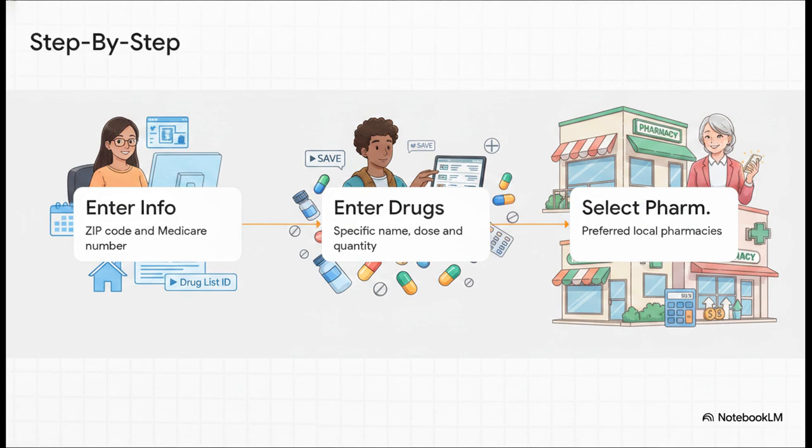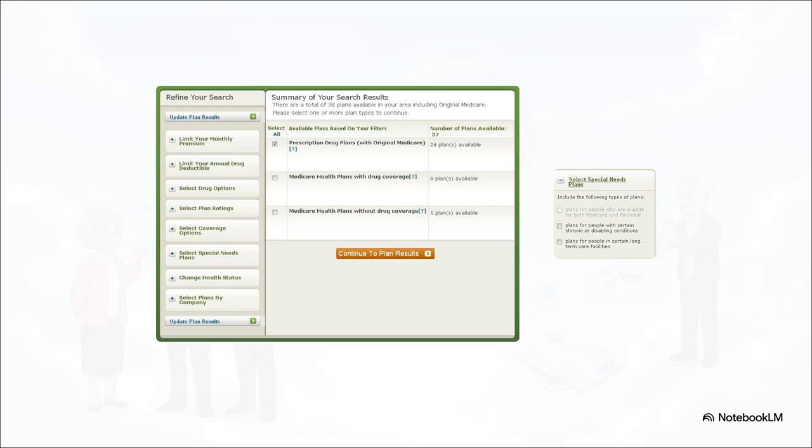Now, once you hit search, you might suddenly see 30 or 40 plans available in your area. And yeah, that can feel super overwhelming. But check out the filters on the sidebar. You can use these to magically narrow down those dozens of plans into just the ones that fit your exact needs. You can filter to limit your monthly premium, set a maximum annual deductible, or even isolate special needs plans if you happen to have certain chronic conditions. It puts you entirely in the driver's seat.